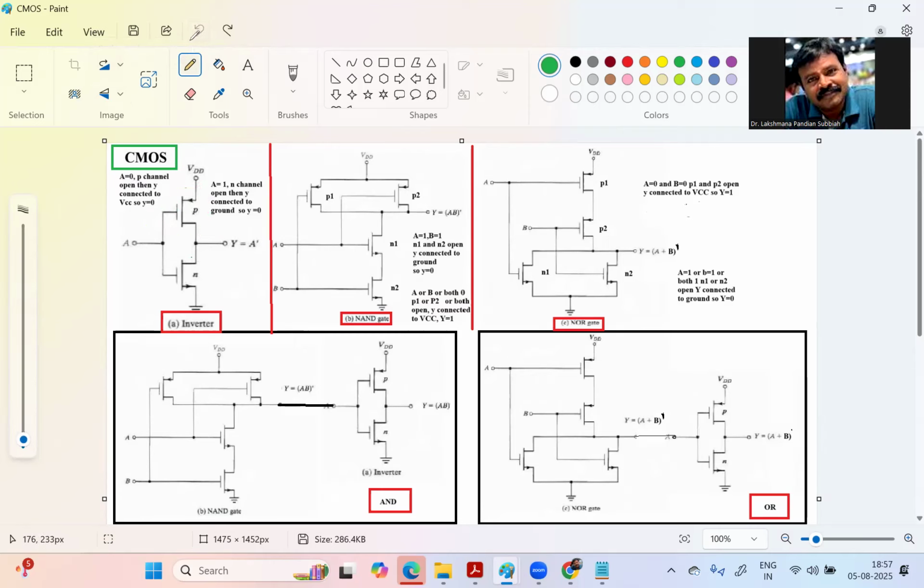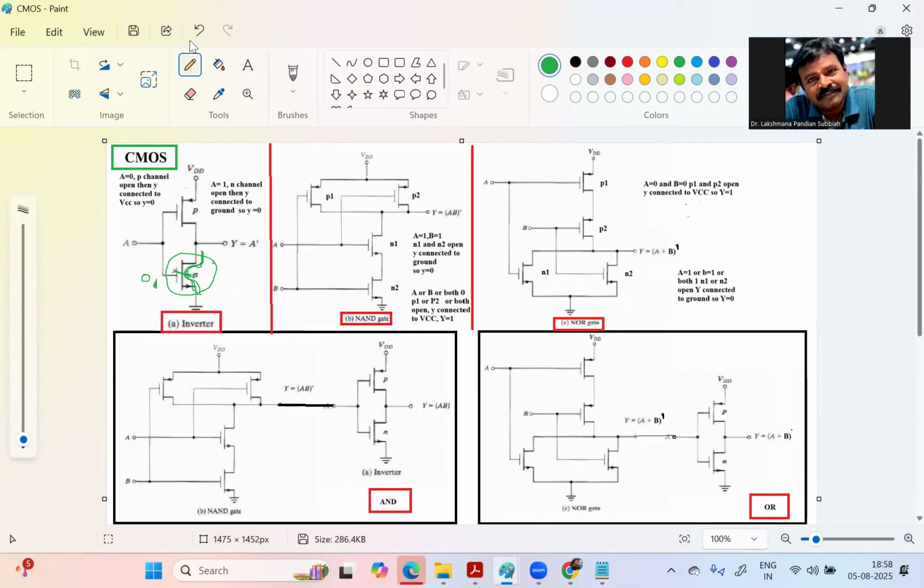Now this is the N channel. Here, if you are applying one, the N channel is allowed to conduct. N channel allowed to conduct means here we are having a conduction. So this is open, right? If you are applying zero, then this channel is closed. Channel is closed means it won't conduct.